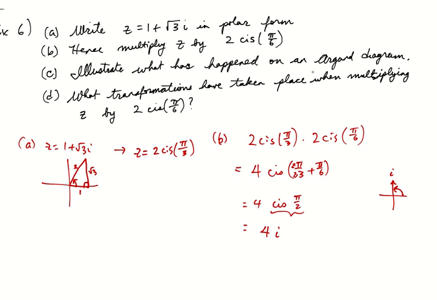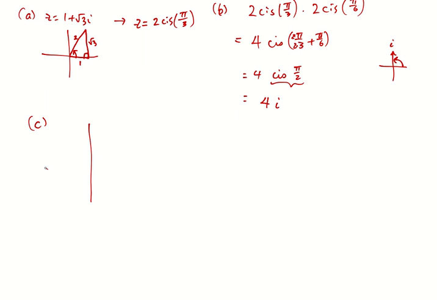Very nice. Now illustrate what happened on an Argand diagram. Well, if I were to draw my Argand diagram, let's write my original vector here. This was 2, and this was pi over 3. I took my original vector and I multiplied it with 2 cis pi over 6. What happens is this vector doubles, and it's rotated by an angle of pi over 6. So we add pi over 6 here, so that total becomes pi over 6 plus pi over 3, which is pi over 2. And so this is my new vector, my new complex number. Okay, so that's what's happened in this.